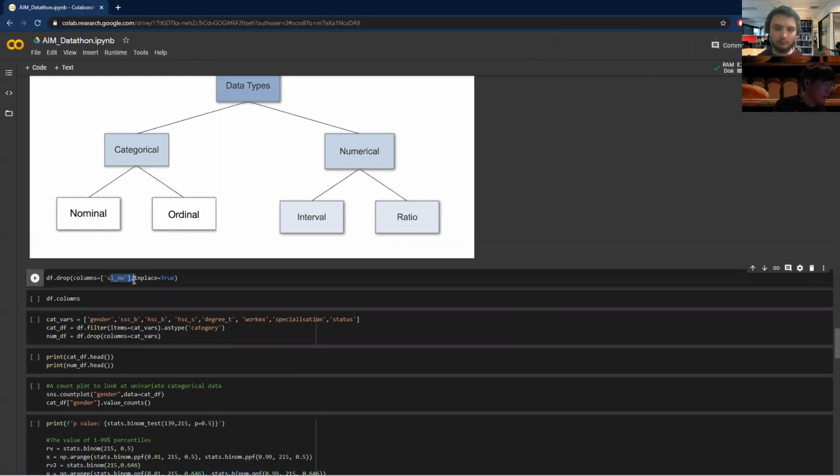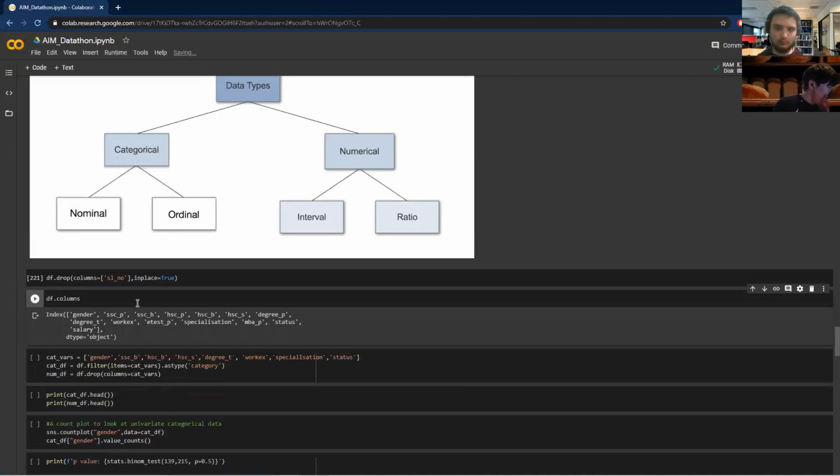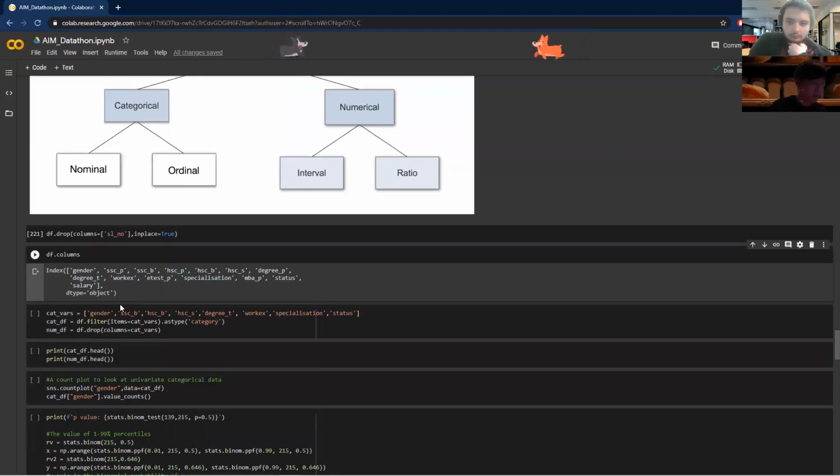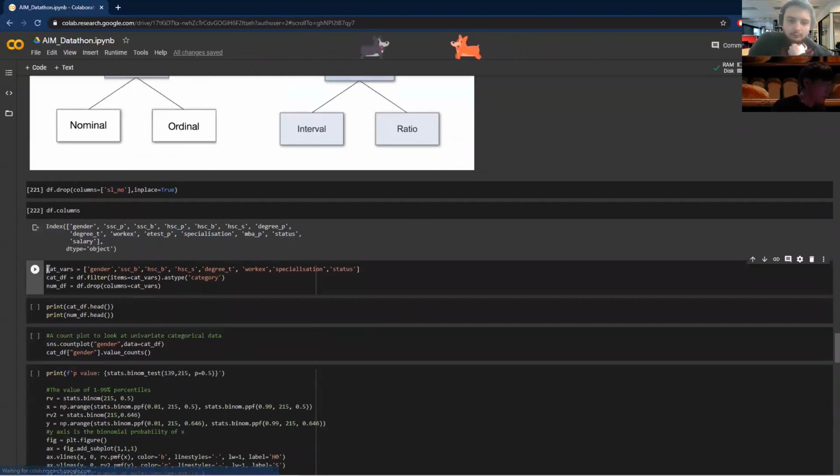And the other thing is I don't really care about serial number. That's not really important for my data analysis. So I'm just going to remove that entirely. And then let's have a look at the columns. So this is all the different variables or attributes, the columns that we have for this data set. And we want to separate it into categorical variables. So I've just made a list here of the categorical variables.